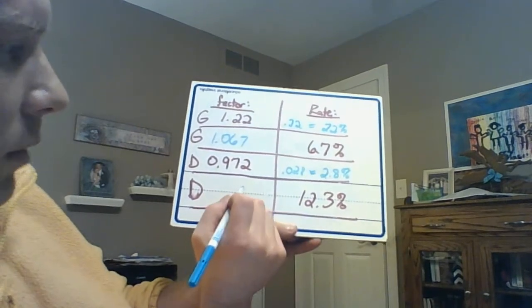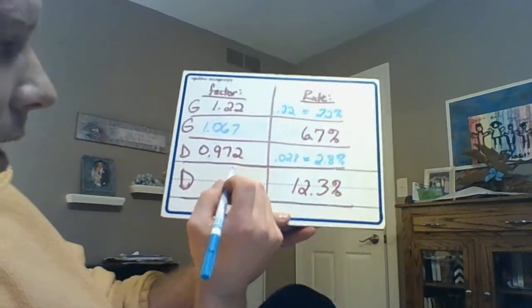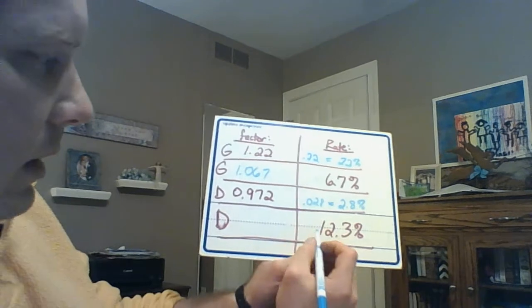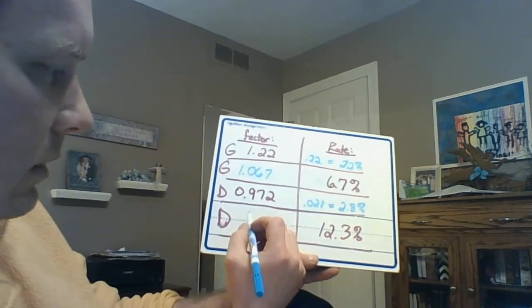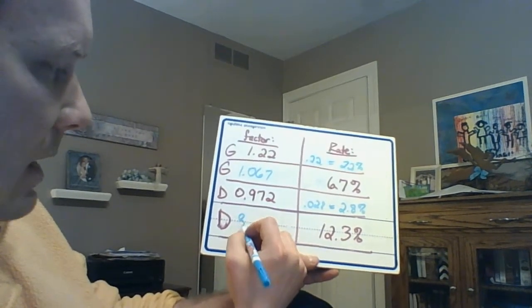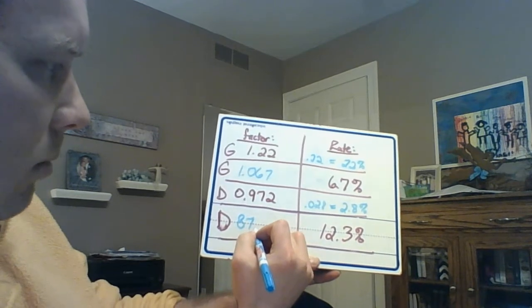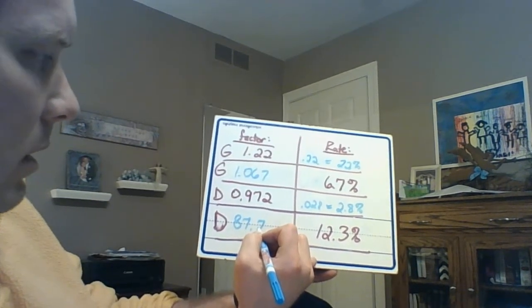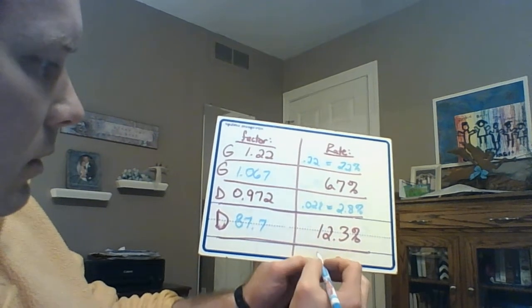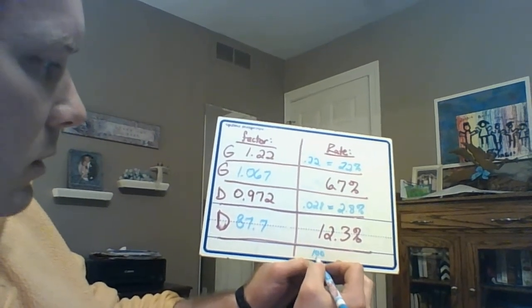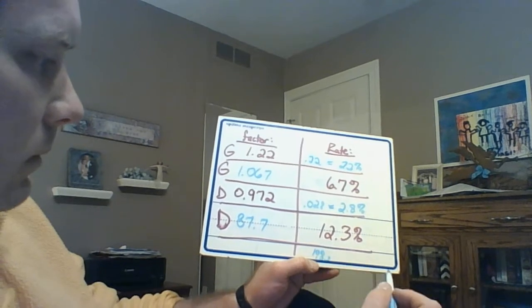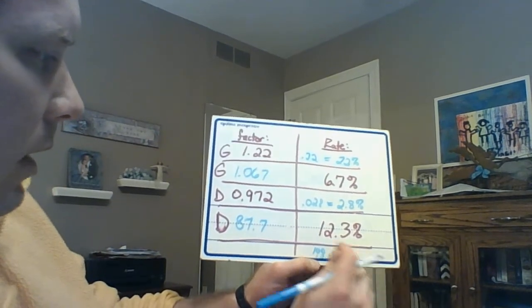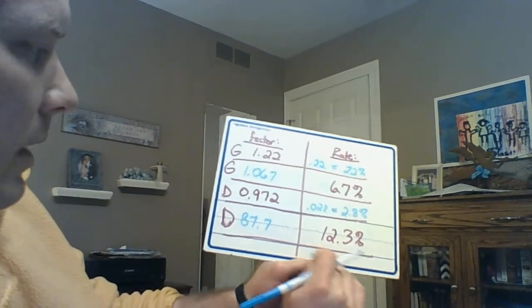Here, decay of 12.3%, so I have to take that away from 1. Okay, we're going to test your subtraction skills here. What are we at? 87.7. Drew, did I get that right? 100 minus 12.3. 87.7. Okay, so there you have it.